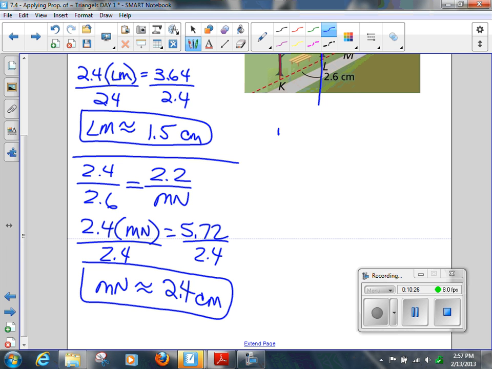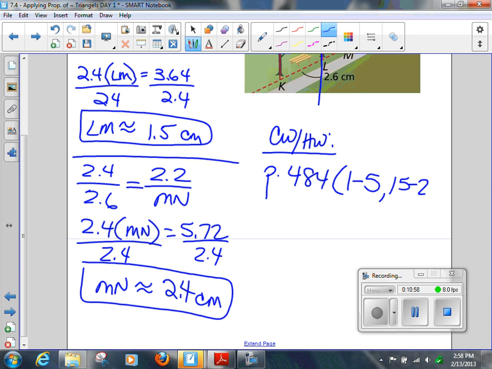Here's what you're going to do for me. Okay? I want you to turn your books to section 7.4. Page 484. You're going to do 484, 1 through 5. And then I want you to go over to the next page, and I want you to do 15 through 20. And it is so important that you are able to set up these proportions, folks, okay? Now, look at the clock. You got plenty of time to work on that.